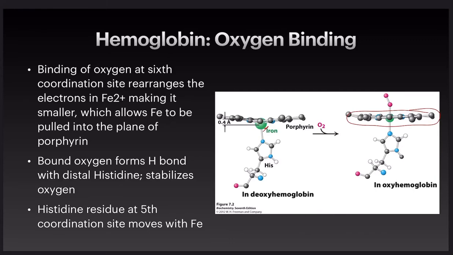The bound oxygen also forms an H bond with distal histidine. Distal histidine is just something that prevents the iron from becoming a 3+ ion, because that 3+ ion cannot bind oxygen. And now when it is bound to oxygen, it helps stabilize that oxygen on the heme group. The histidine at the 5th residue will move with this iron atom since it's directly attached to the iron atom, which leads us to some more structural changes within hemoglobin.